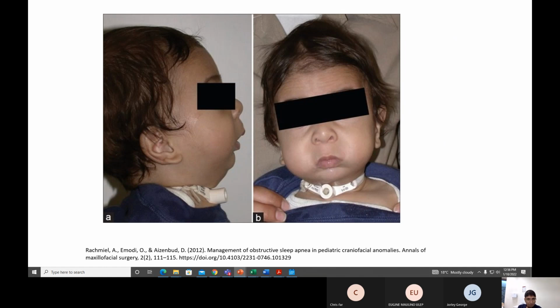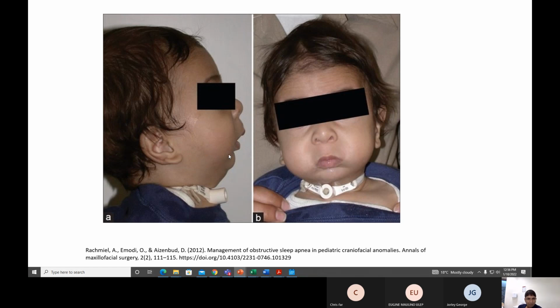This is a patient with Pierre Robin syndrome. This is one of the types of craniofacial anomalies that I mentioned in the last slide. In this patient, usually there is underdevelopment of the mandible, so there is retrognathia. You can see that the chin is very retracted. As a result, these patients have significant upper airway obstruction.